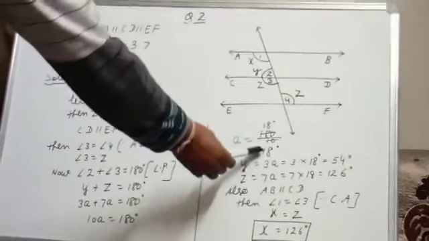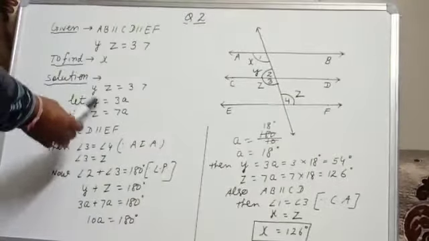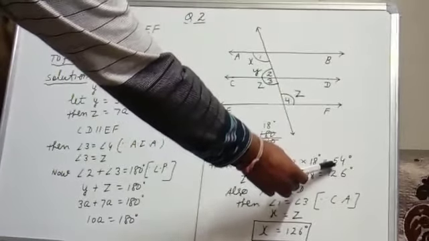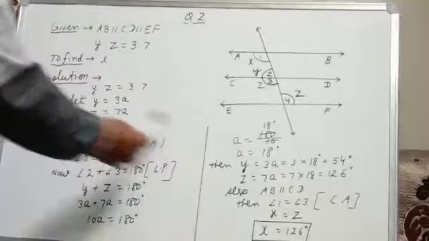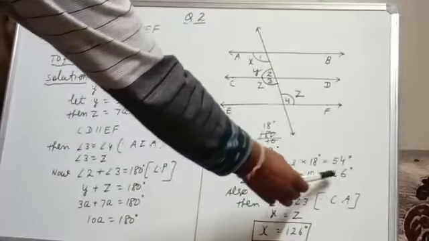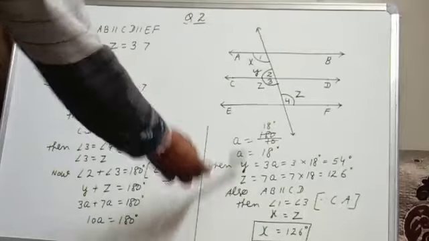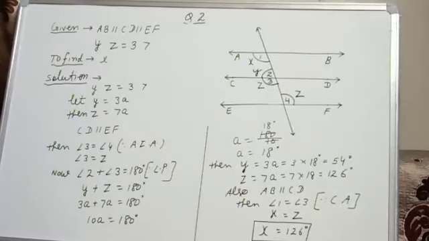When we get the value of a, then again we will write y and z. Y is 3a, in place of a put 18. So the value of y is 54. Then z is 7a, so 7 into 18, the value of z is 126. We found the values of y and z, but we want to find the value of x.